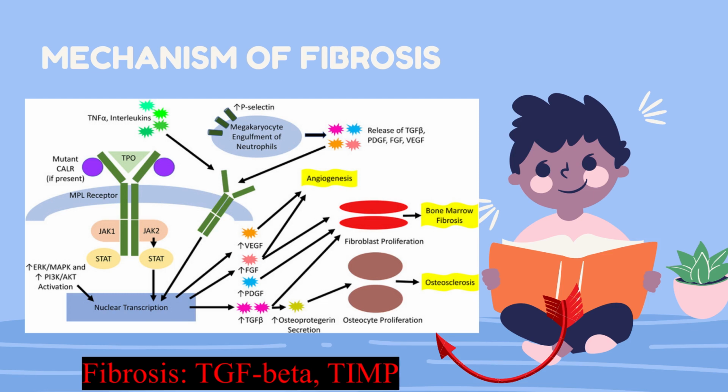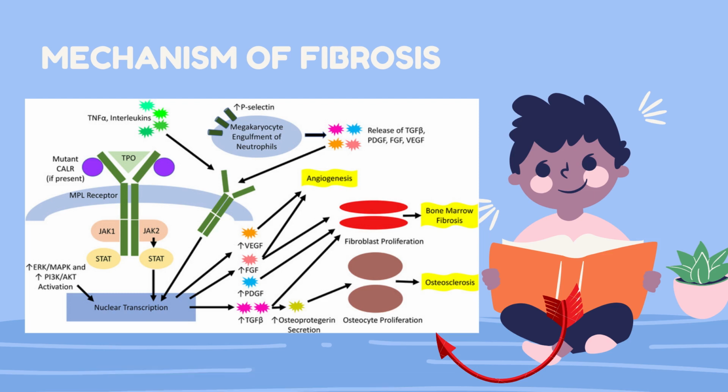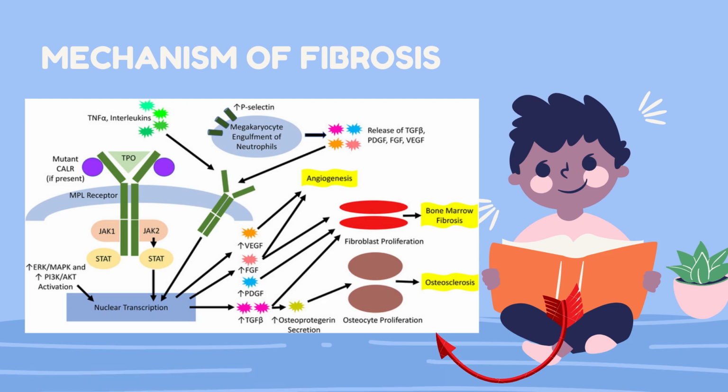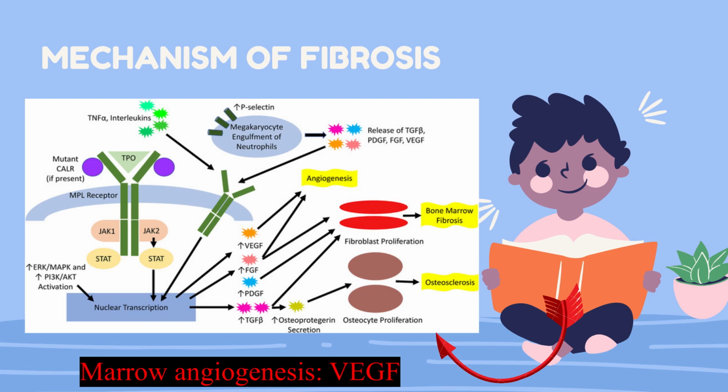Fibrosis in the disorder is associated with overproduction of transforming growth factor beta and tissue inhibitors of metalloproteinases. Similarly, osteosclerosis is associated with overproduction of osteoprotegerin, which is an osteoclast inhibitor. Likewise, neoangiogenesis occurs due to increased production of vascular endothelial growth factor.